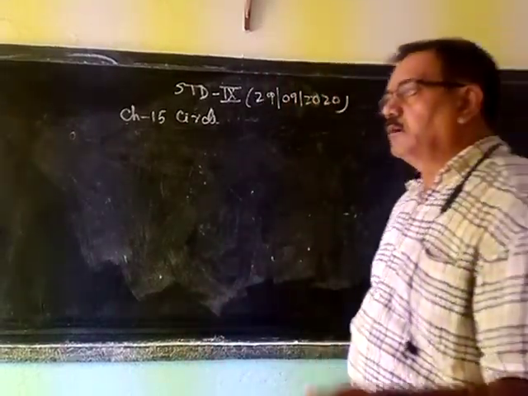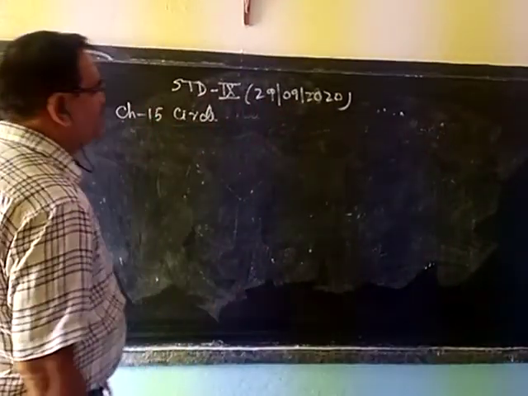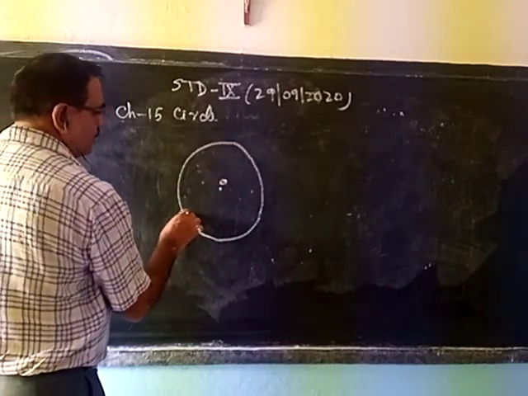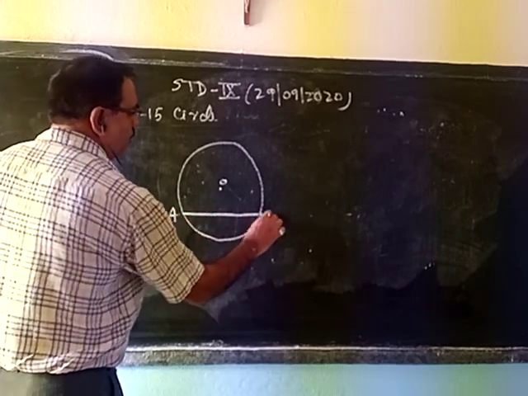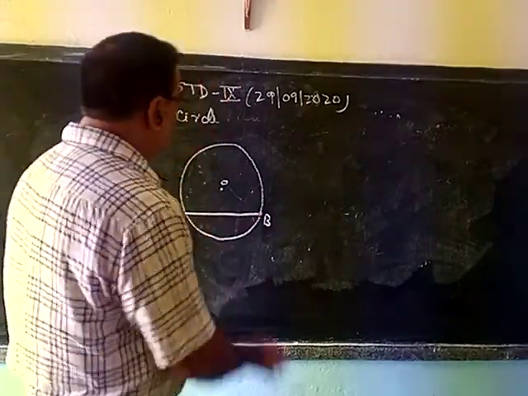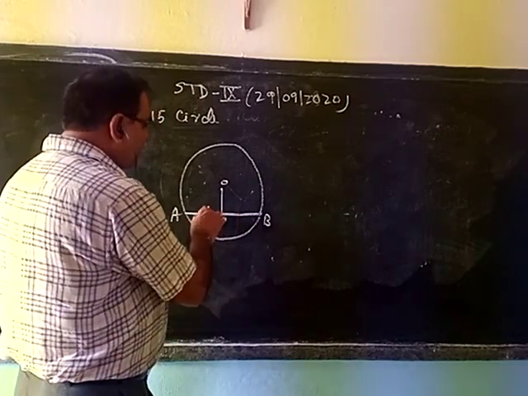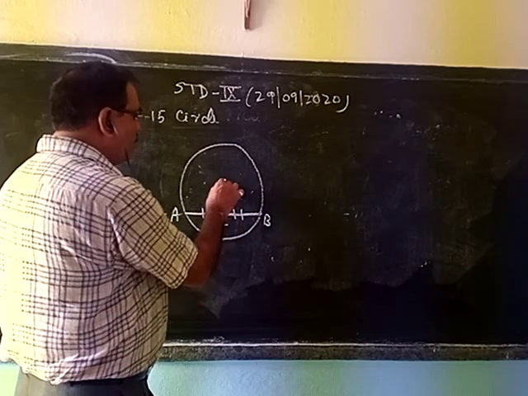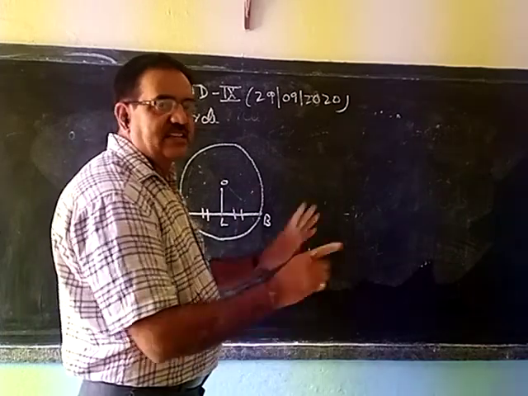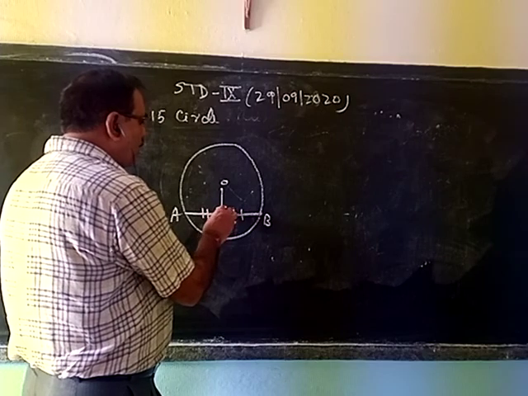Now there is a theorem. The first theorem states that, this is the center, this is a chord. When you draw a straight line from the center that bisects the chord, meaning this straight line OL bisects the chord AB into AL and LB, then you have to prove that this OL is perpendicular to AB.